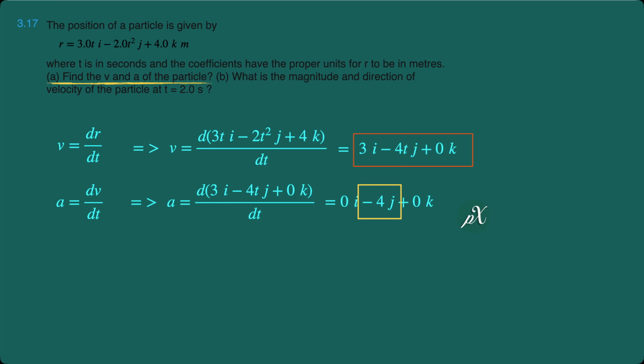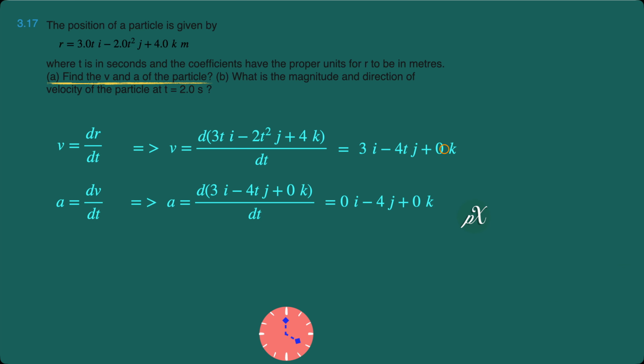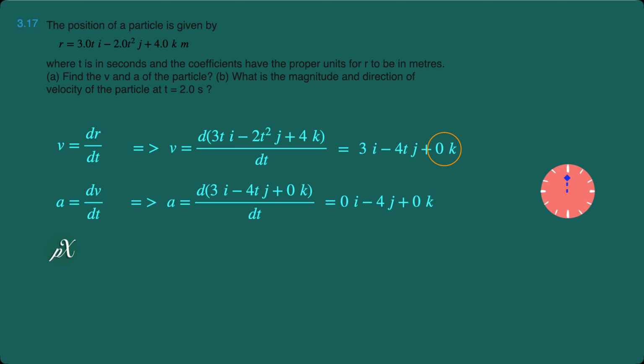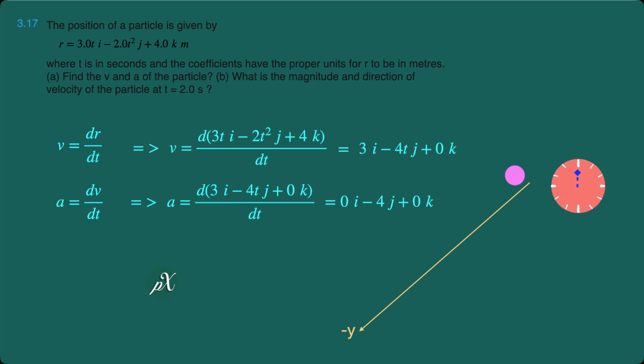Let's first look at the x-axis. The x component of velocity is plus 3 meters per second. Since this value is constant, the particle always moves along the positive x direction with the same speed. Now look at the z-axis. The z component of velocity is 0, so there is no motion along the z direction. Finally, let's observe the y-axis. The y component is negative 4t meters per second.